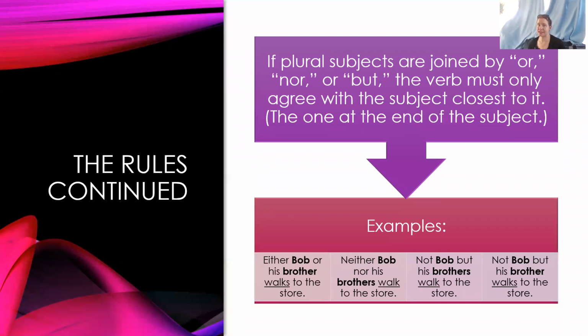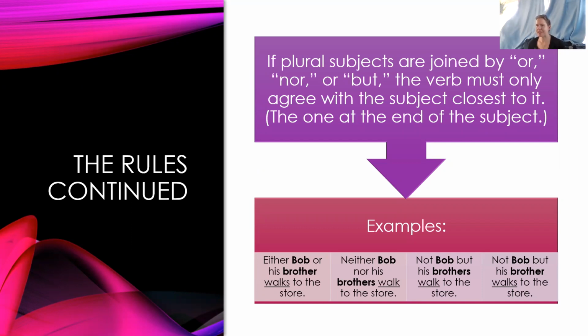To complicate things further, those conjunctions can mean the difference between a singular subject and a plural subject. What does that mean? That means that you need to understand which conjunction you have and are using and whether it means that you're joining your subjects or keeping them separate. With this rule, if subjects are joined by or, nor, or but, the verb must only agree with the subject closest to it.